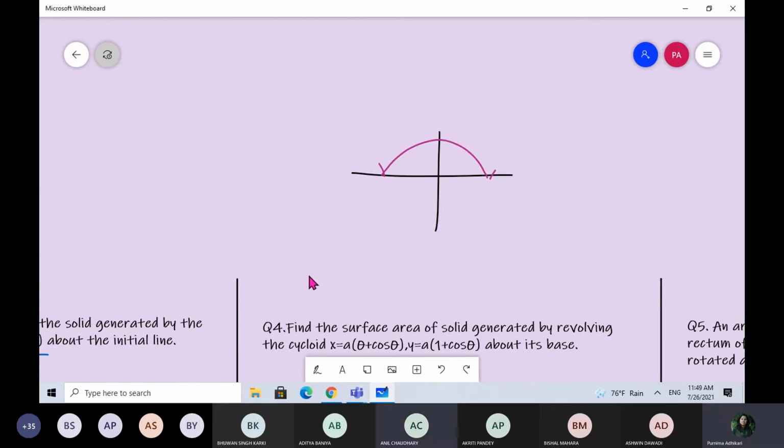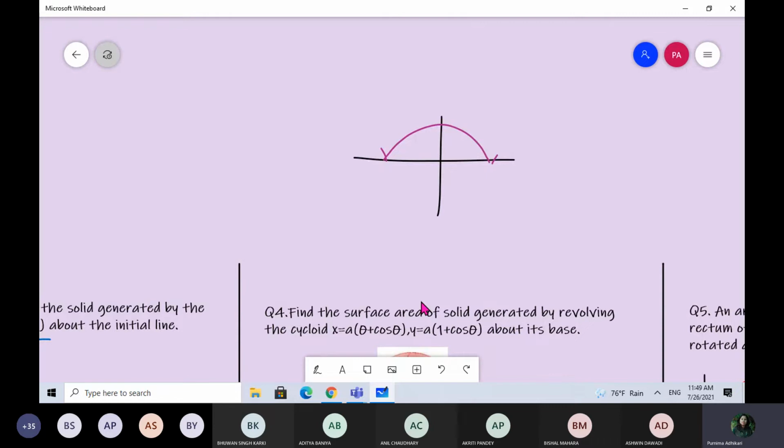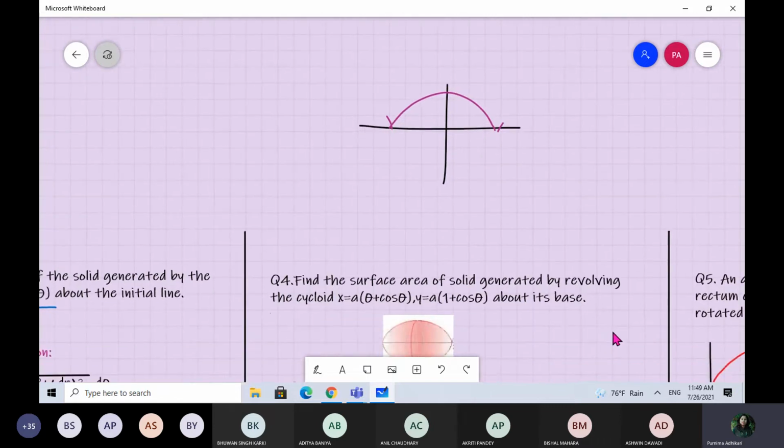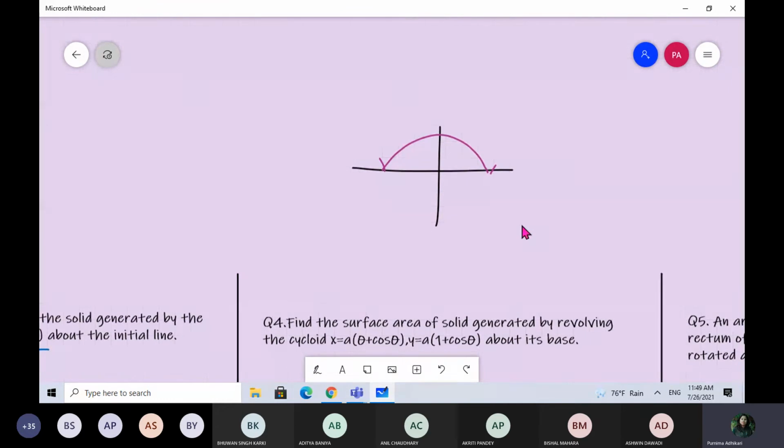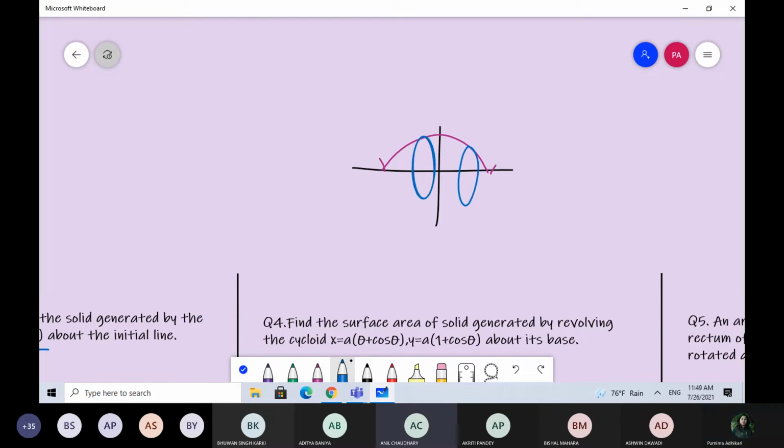So what does the question say? Find the surface area of the solid generated by revolving the cycloid about its base. About the base. Okay, so can you imagine what sort of solid surface you are going to get when you rotate this about the base? Oval type, egg. Anybody else? Ajay? Oval type, yes.